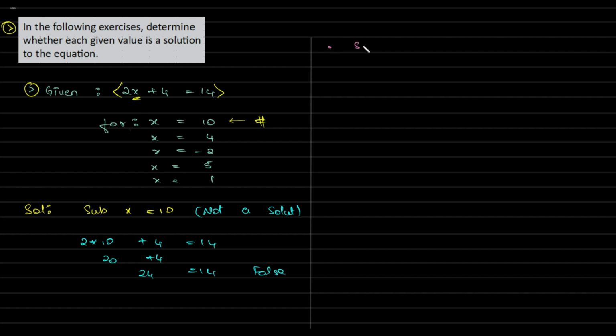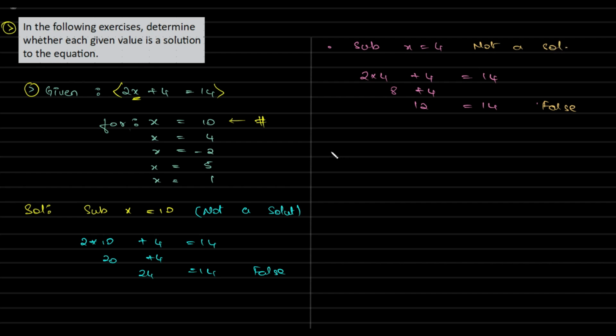Next question. Let's substitute x is equal to 4, and we have 2 into 4 plus 4 which is equal to 14. So 8 plus 4 is equal to 12. Being equal to 14 is a false statement. And that's why this is not a solution.